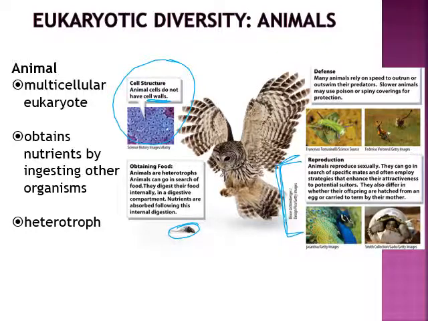So plants and fungi can't really move around, right? So they're relying on different animals to pollinate, or they're relying on wind or water. With animals, they actually can move around and they reproduce sexually. So they can actually go in search of specific mates, and a lot of times they have different mating strategies to be a little bit more reproductively successful.